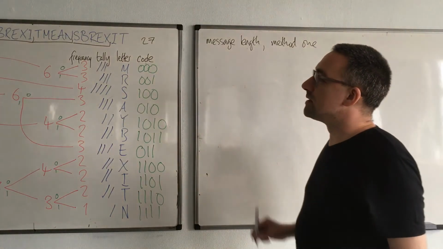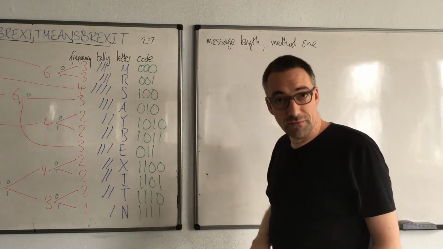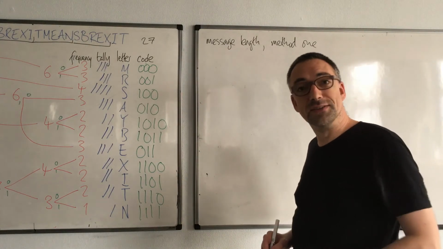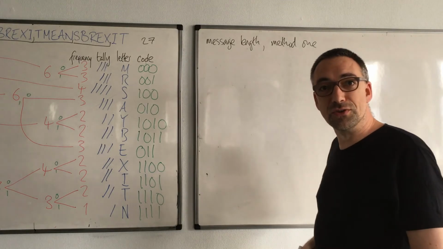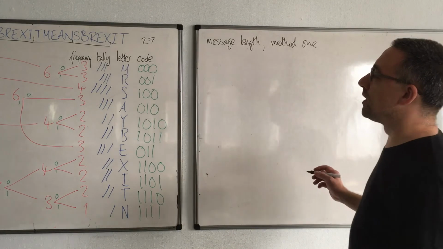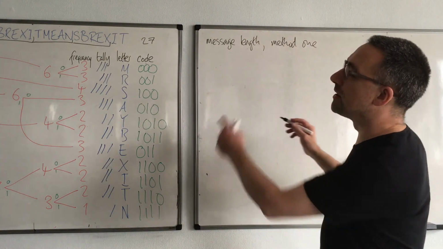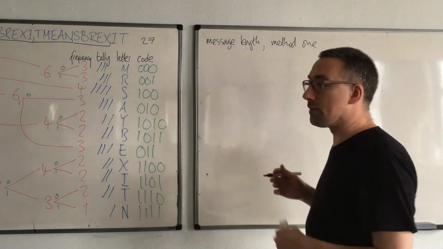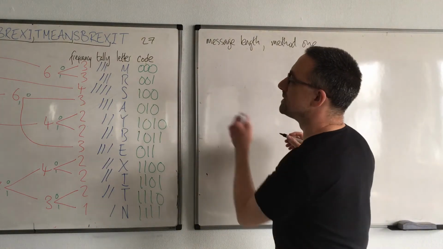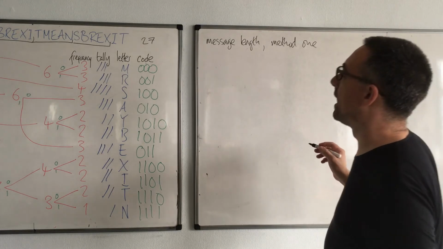Let's now compute the length of the encoded message using two different methods. If you've got two different methods, it's good to use both of them so that you can check that you haven't done the sums wrong. So method one is to figure out the length of each code, multiply it by the number of times it's used, and that will tell you how much of a presence in terms of bits that code has in the message. Then we can add them all up.